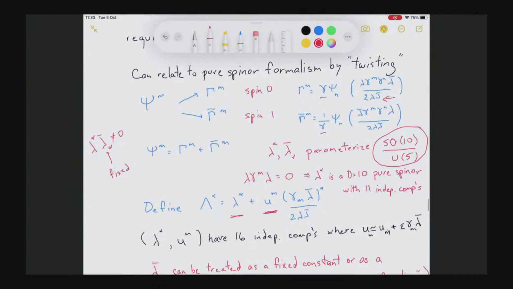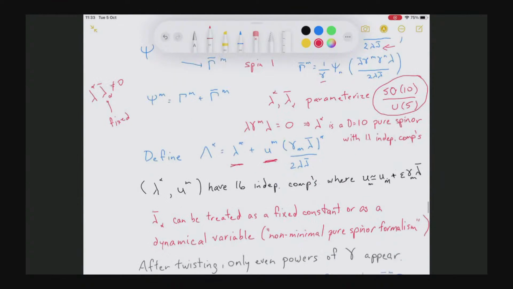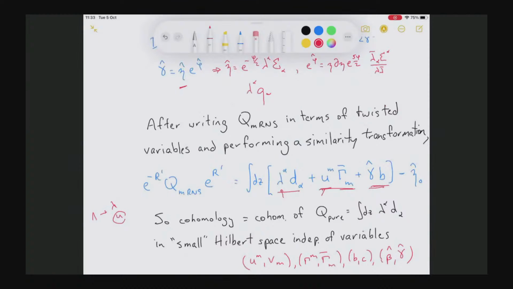So start from the pure spinor formalism. Let's suppose we start here. The pure spinor formalism just starts with this lambda alpha d alpha term here. Now we're going to introduce, so the RNS formalism, of course, has some bc ghosts and beta gamma ghosts, so we're going to have to add this topological set. Instead of adding the theta lambda, now we're going to add these topological variables.